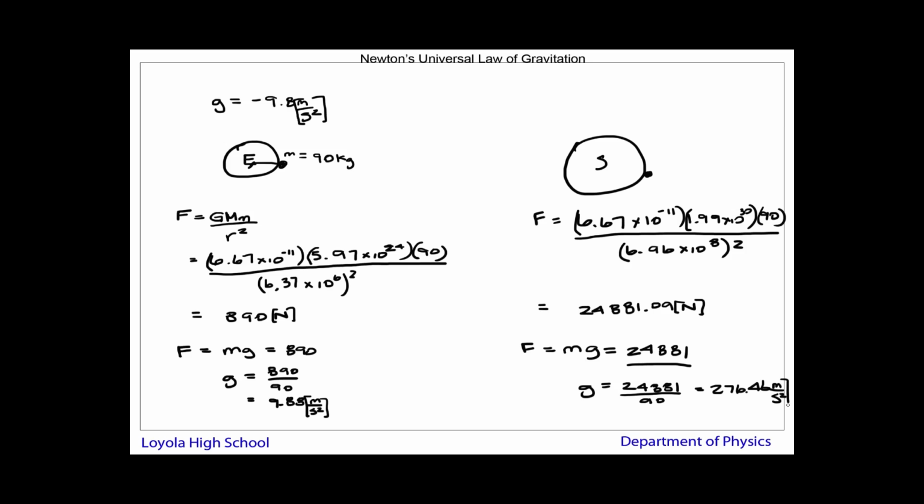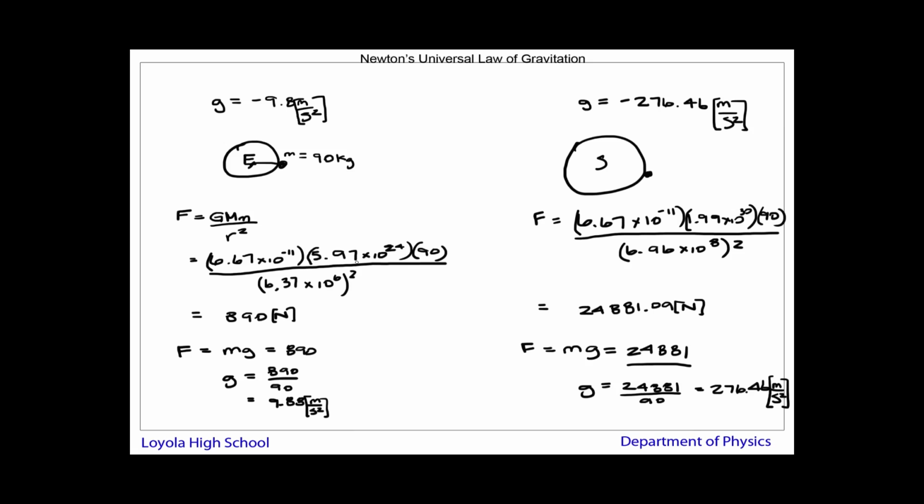So that is an entirely different acceleration. Huge. This is the magnitude. We know it points down, so technically g is equal to negative 276.46 meters per second squared. And that's the acceleration on the sun. A quick calculation shows that it is about 28 times the acceleration due to gravity on Earth, 27.9, almost 28 Gs. If you divide this by that, it's 28 times it.